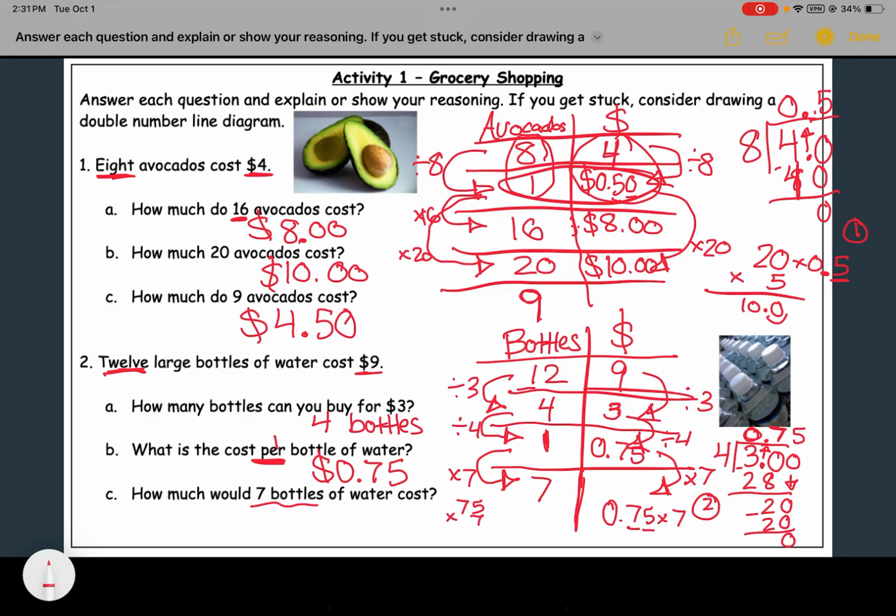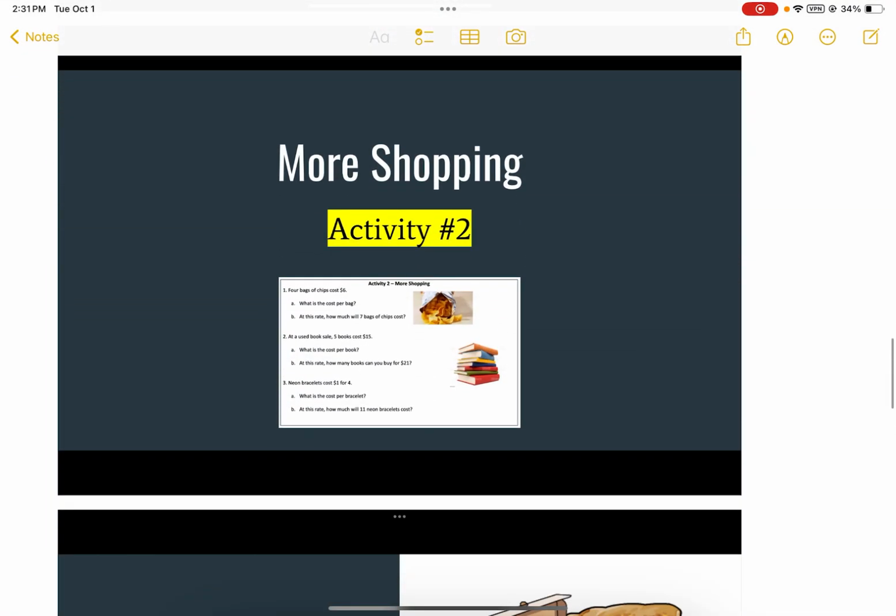75 times 7. 7 times 5 is 35. 7 times 7 is 49. And 49 plus 3 is 52. Then I made a note there's 2 numbers after the decimal. So I move it 1, 2 times, place it. And I got $5.25 for 7 bottles. So if you have different strategies to get there, that's great, but this is one way to do it. And you should get the same answer.